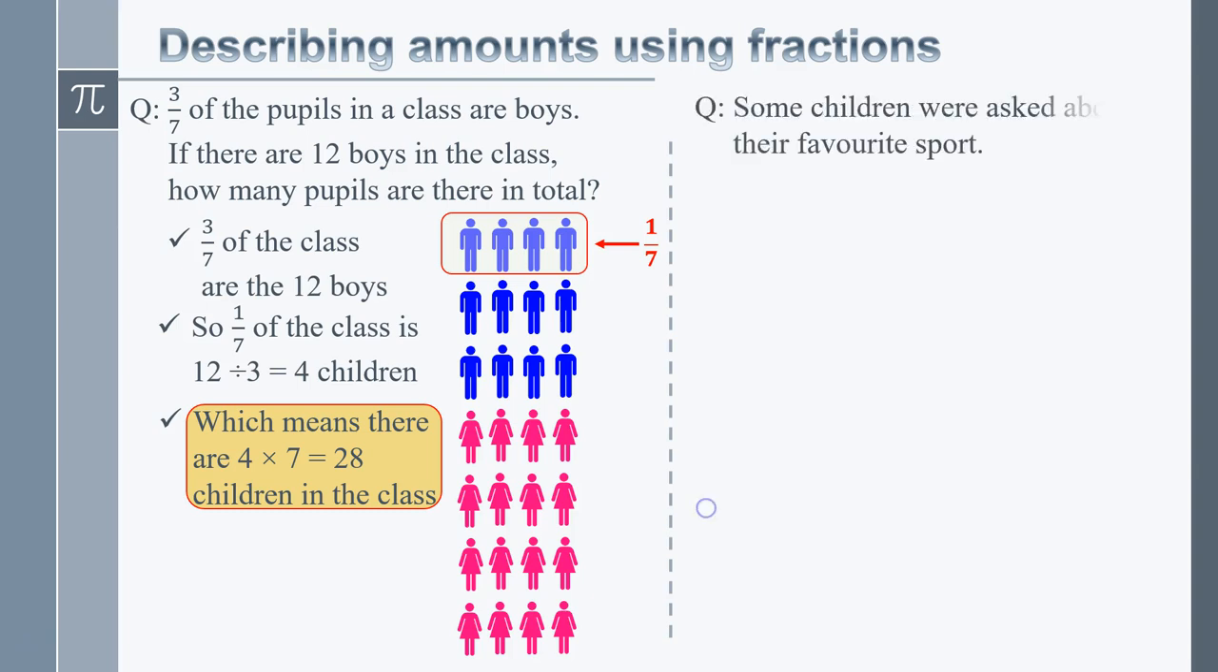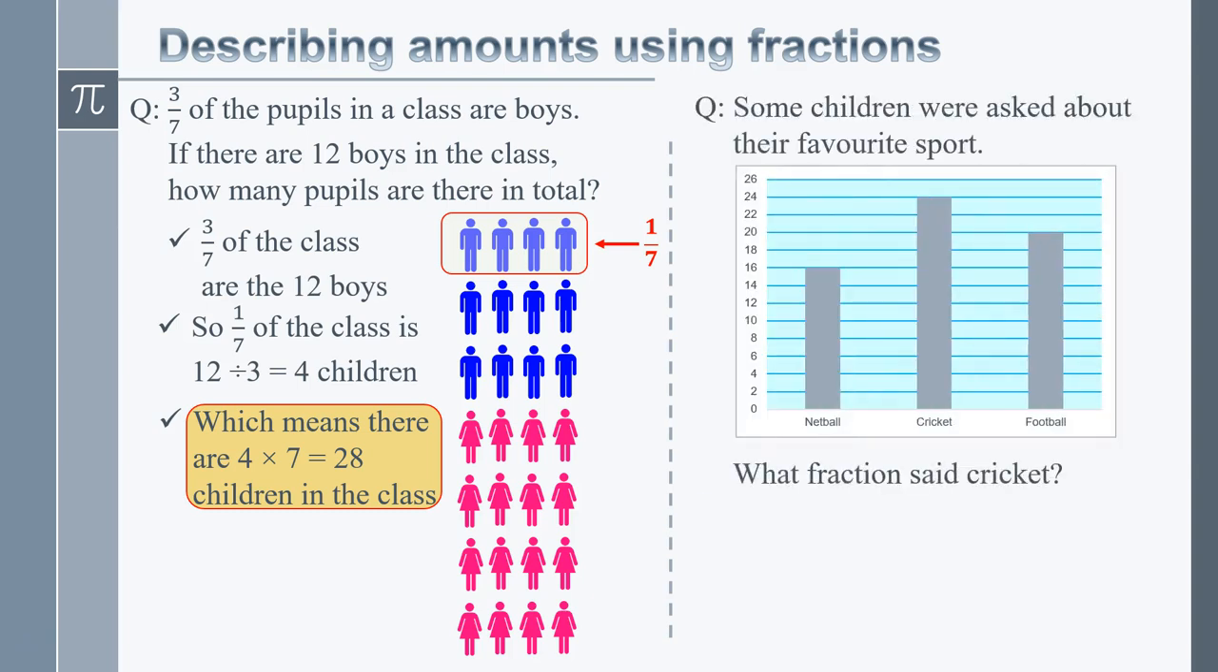Okay, and on we go. So here comes a fraction question that's kind of linked into one about interpreting data. So we've got a bar chart about people's favourite sports, and we're saying, well, what fraction of the children asked about their favourite sports said that cricket was their favourite? So the first thing we need to know is, well, how many children got asked in total?